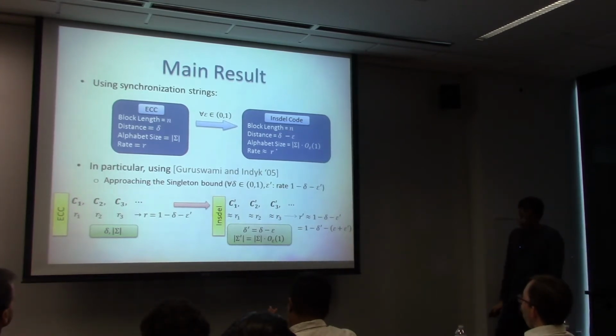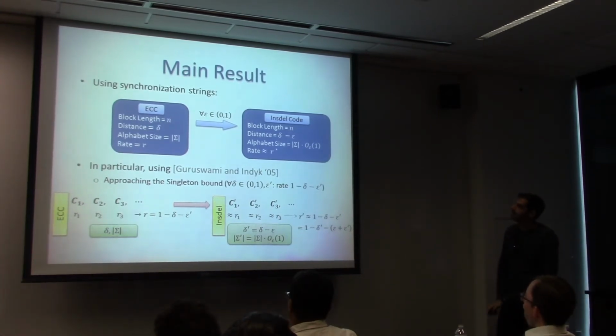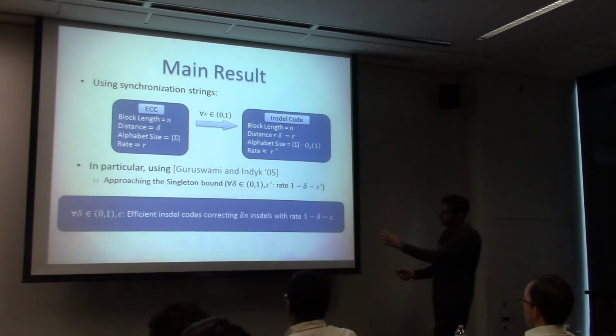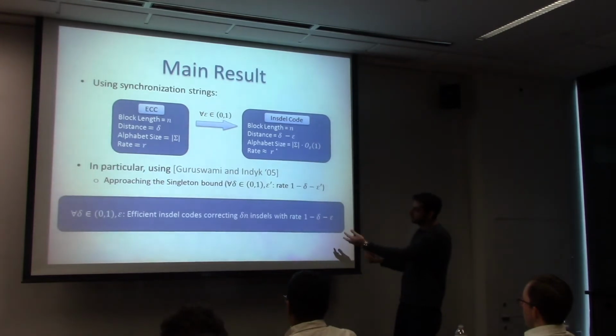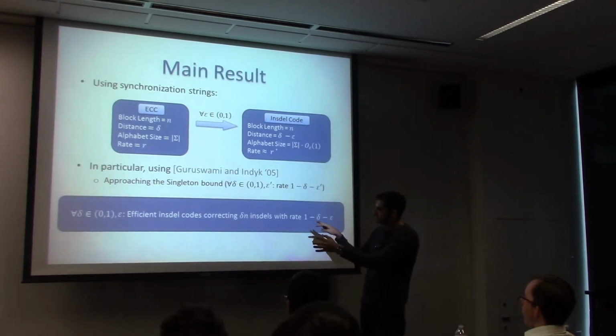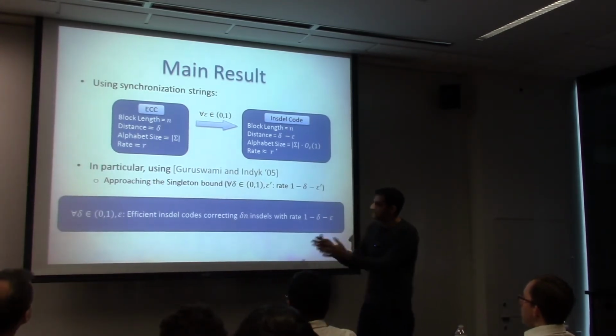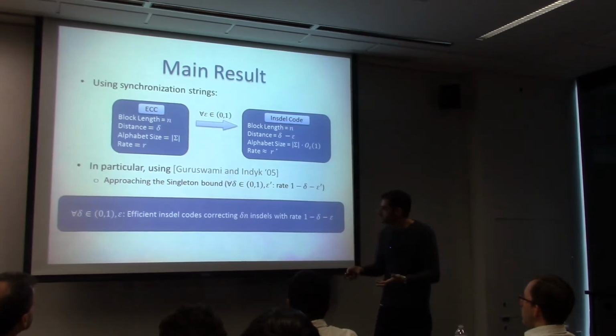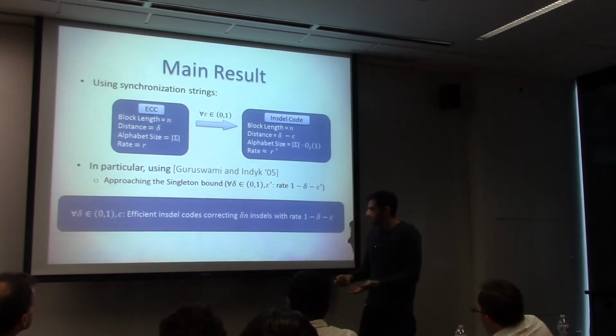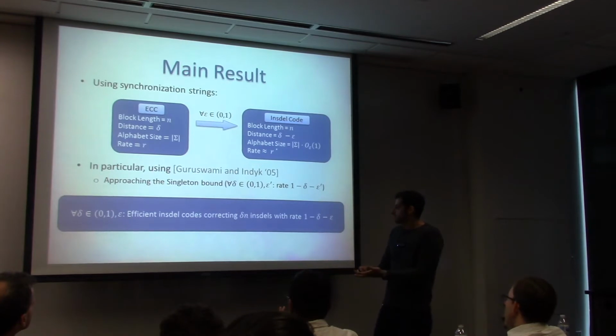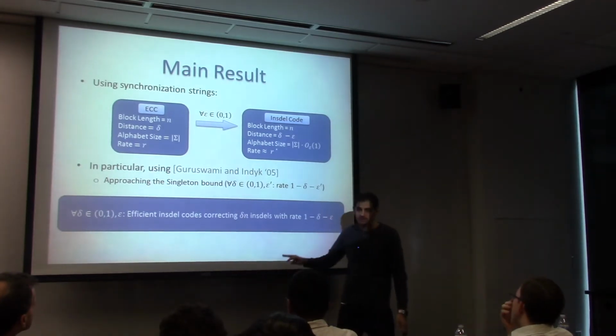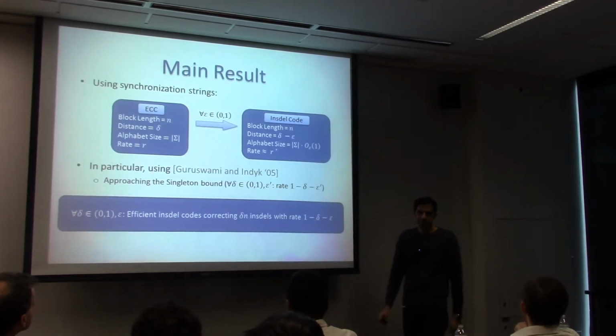Well, let's just quickly go and see the summary of this. To sum up this result, I can just say this one sentence theorem: for any distance that you pick and any small epsilon that you pick, I will give you a family of efficient insertion deletion codes that can correct from delta fraction of errors with this rate.